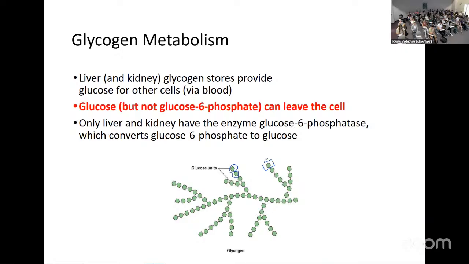Okay, so the liver and kidney are special because they have an enzyme called glucose 6-phosphatase that converts the freshly peeled off glucose, which is in the form of glucose 6-phosphate, to normal glucose that can travel across cell membranes.